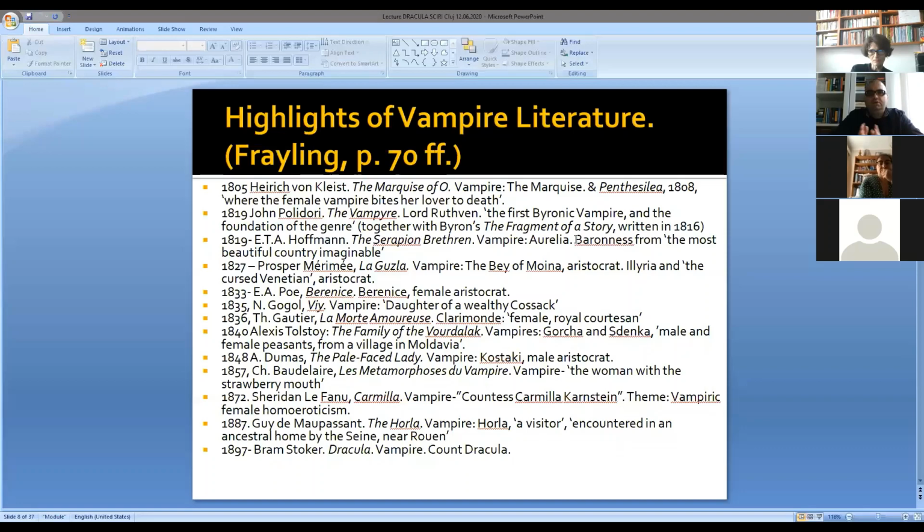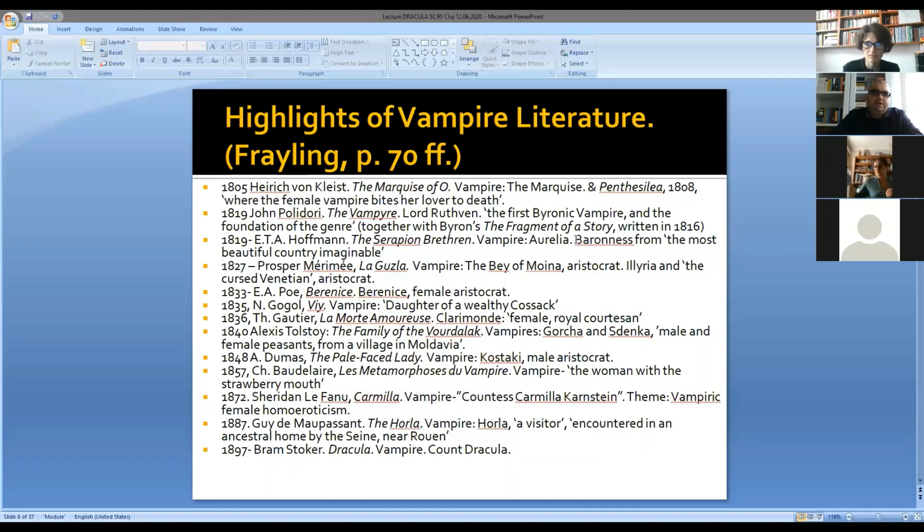So we have vampires from various regions of nowadays Romania, Moldavia, or Transylvania. We have another novel by Dumas, no, the same novel, sorry, by Dumas, The Pale-Faced Lady. We have the Métamorphose du vampire of Baudelaire. And the vampire is a woman with a strawberry mouth, he says. We have the famous novel Carmilla by Sheridan Le Fanu. This is also one of Stoker's sources. The vampire is Countess Carmilla Karnstein. The theme of the novel is vampiric female homoeroticism.